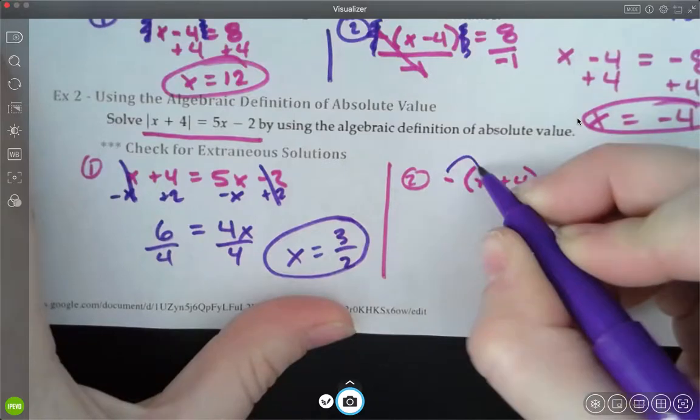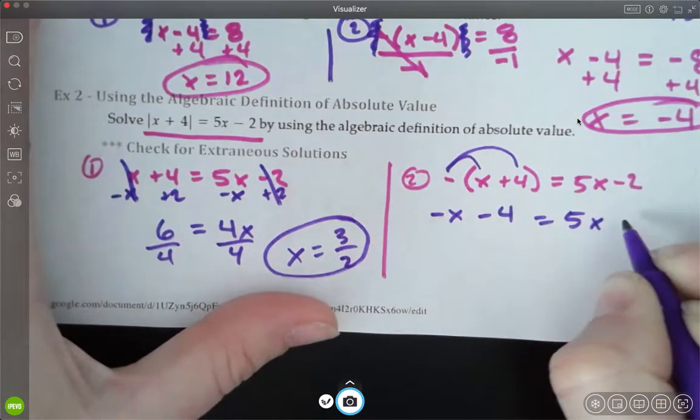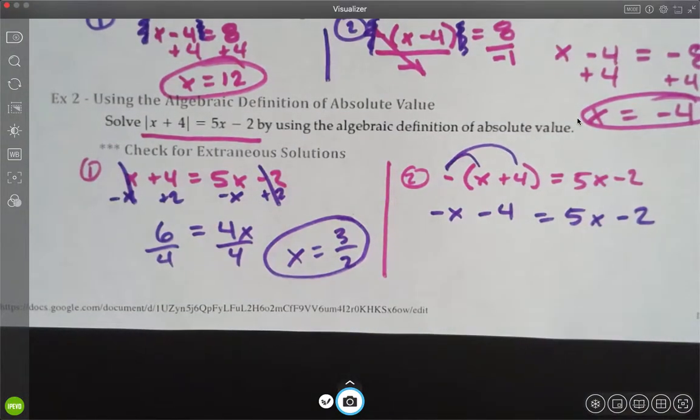So negative x minus 4 equals 5x minus 2. We'll just go ahead and distribute the negative. I divided the negative over to start with because it made my life a little easier, right? Because 8 is only one number. Okay?